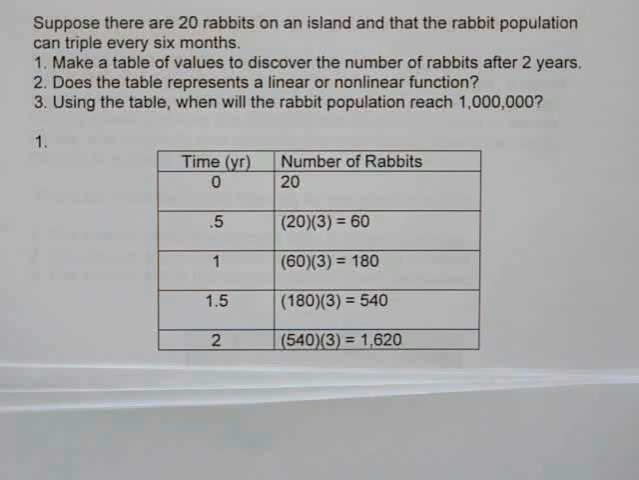Okay, so I know that after 2 years there'll be 1,620 rabbits. I've answered the first question. The second question: does the table represent a linear or a nonlinear function?